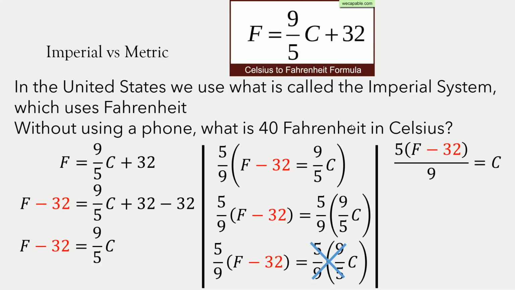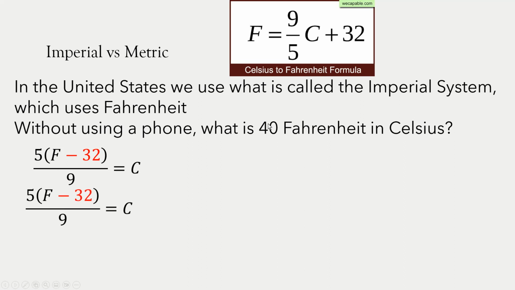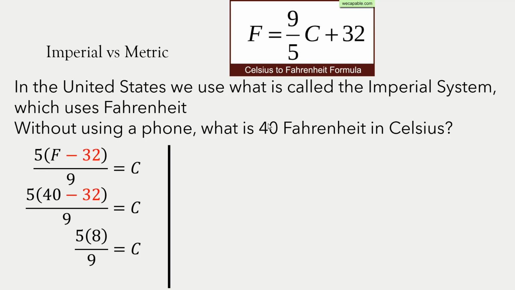Alright, let's move on. Take the formula, kick it on over. Now we're going to take the degree, which is at 40 degrees, and pop it right on in. So 40 minus 32 times 5 divided by 9. So we're going to have 40 minus 32, which is 8, times 5 divided by 9. 40 divided by 9, which is about 4.4 degrees Celsius.